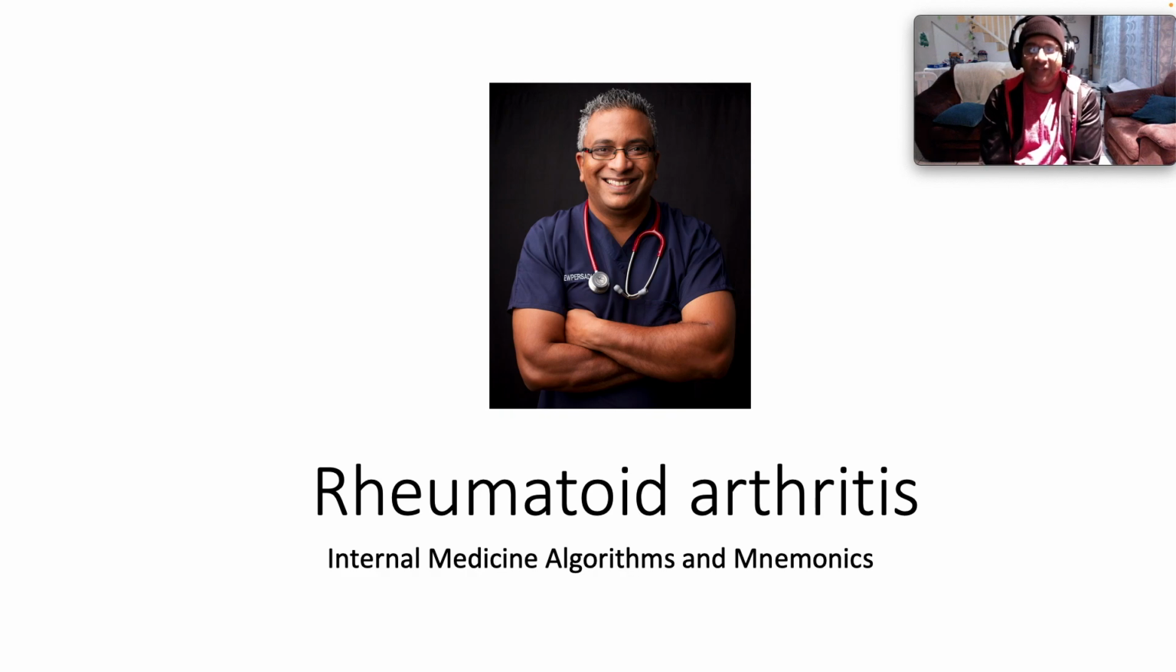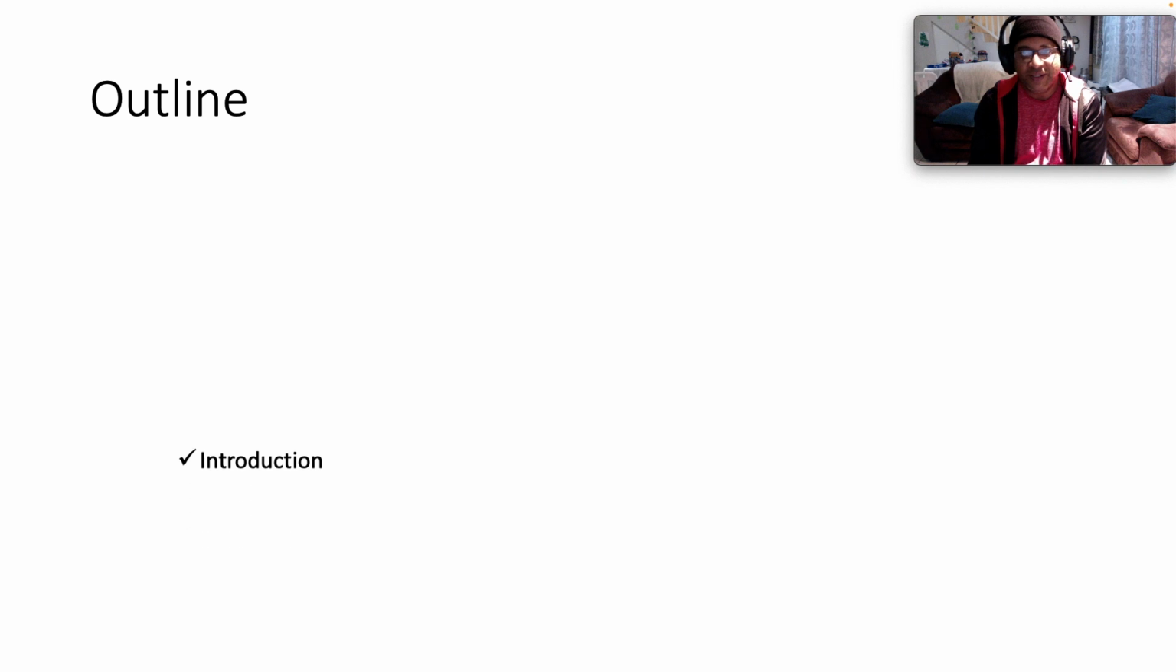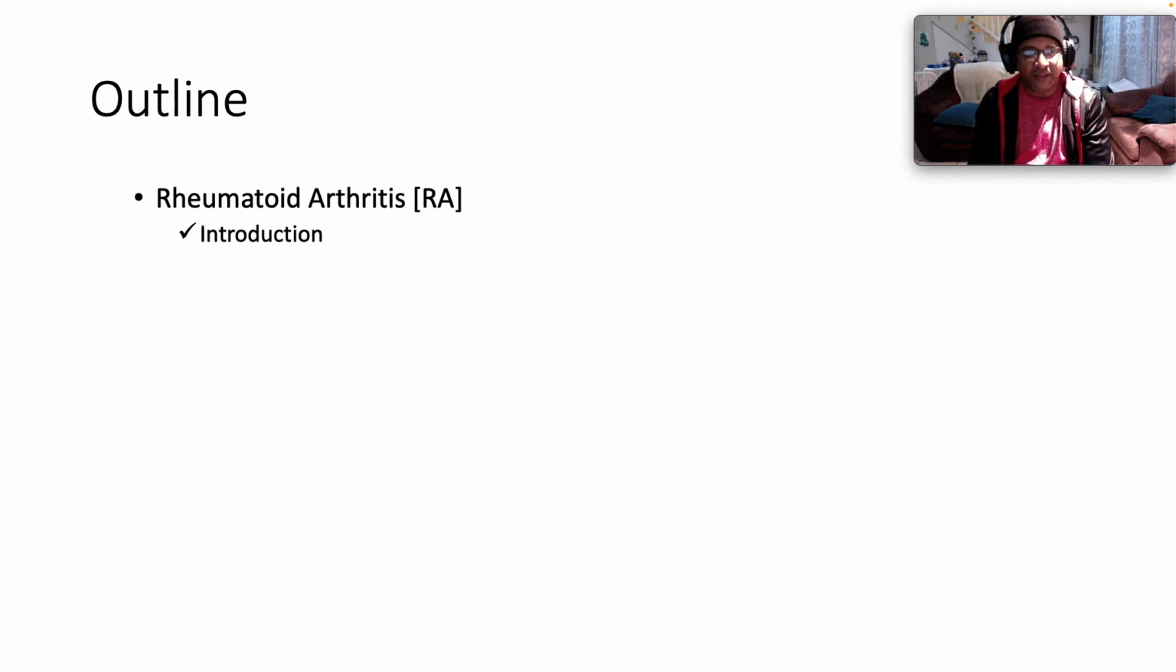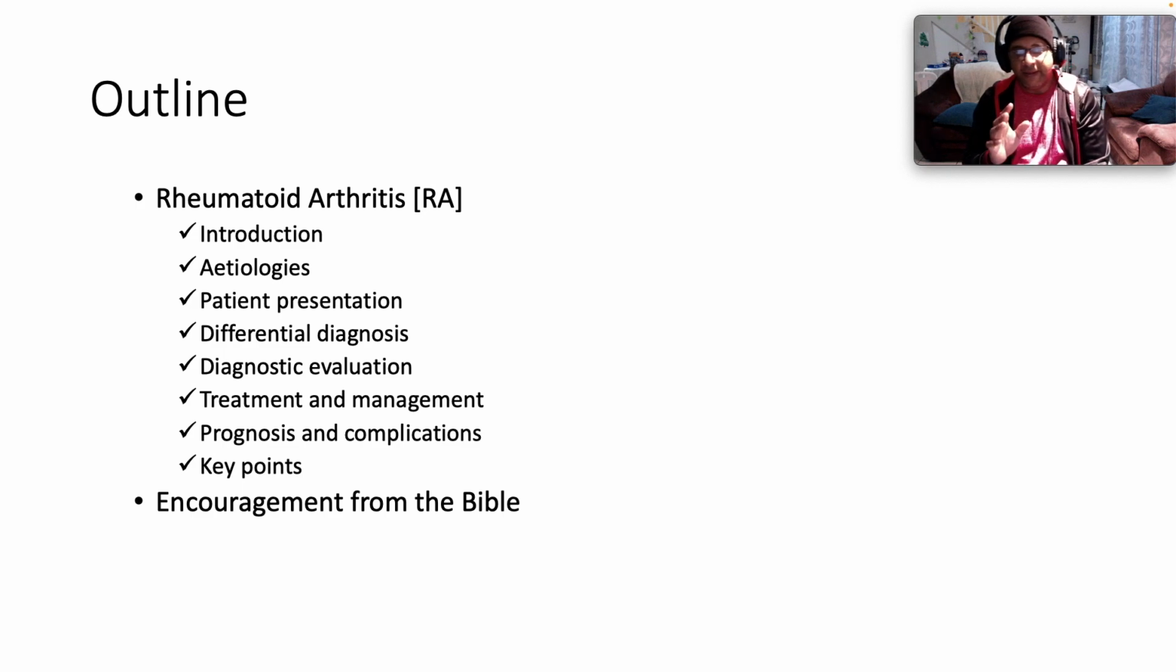Today we are addressing the topic of rheumatoid arthritis. Here's an outline of our talk, as is customarily the case: an introduction, followed by etiologies, patient presentation in terms of signs and symptoms, looking at a plausible differential diagnosis, investigations and diagnostic evaluation, followed by treatment and management modalities, prognosis and complications, and then we're going to summarize the key points for takeaway. And of course, we're going to encourage some scripture.